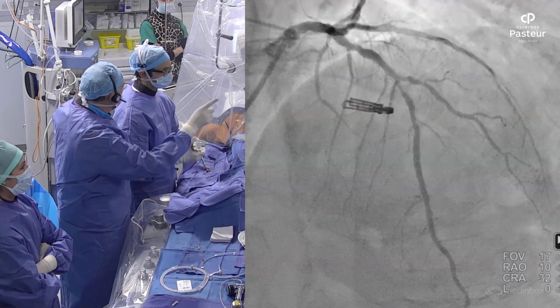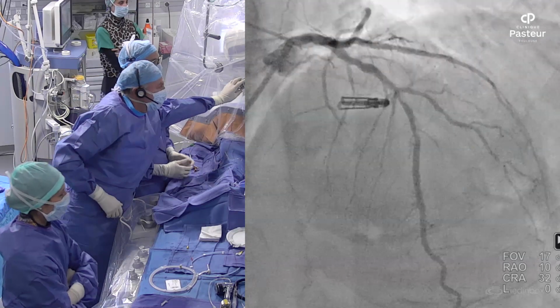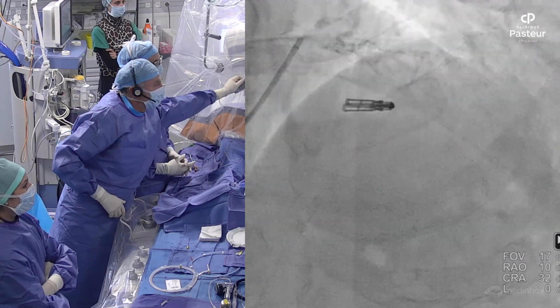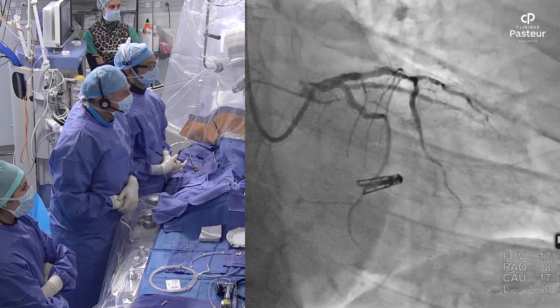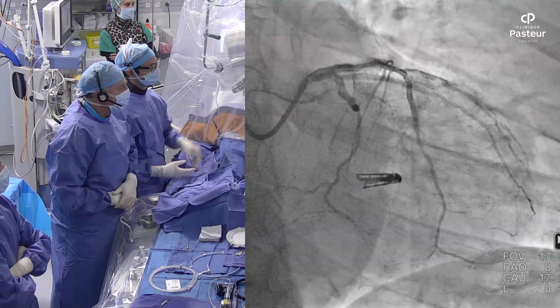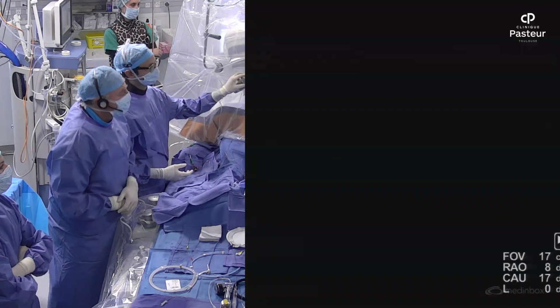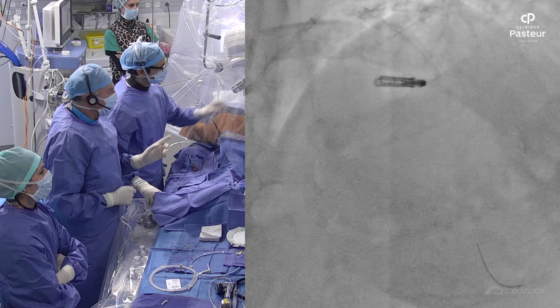So we see also the MitraClip. Maybe we can review the other view. We can see, okay, this is just to show you the result at the circumflex and the marginal that is still good. And we see that the second marginal is still occluded, but it's not an issue. So now the topic is to treat this long LAD lesion. Maybe you can show our last slide about our strategy, please.